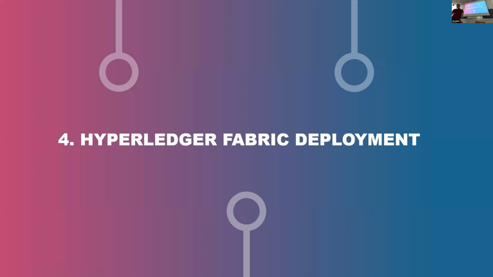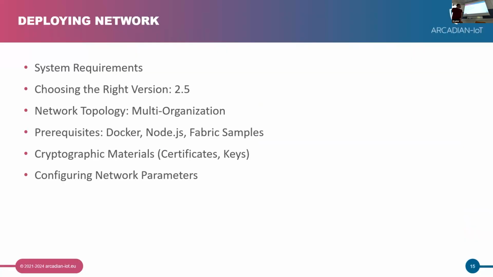And now we got the most important part of this presentation, the Hyperledger Fabric deployment. These are the system requirements. We are going to use Hyperledger Fabric 2.5. The network topology will be multi-organization with 3 organizations. The prerequisites of the system are you need Docker, Node.js and Fabric samples. You also need the cryptographic materials. We will see how to create those cryptographic materials and configure the network parameters.